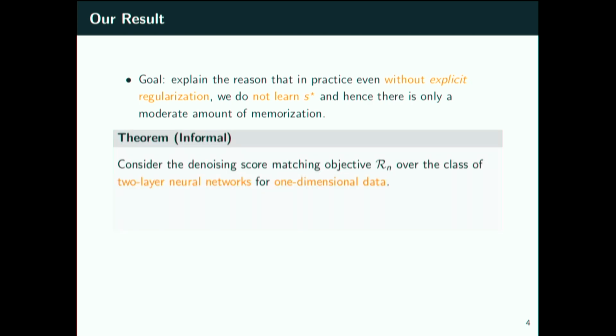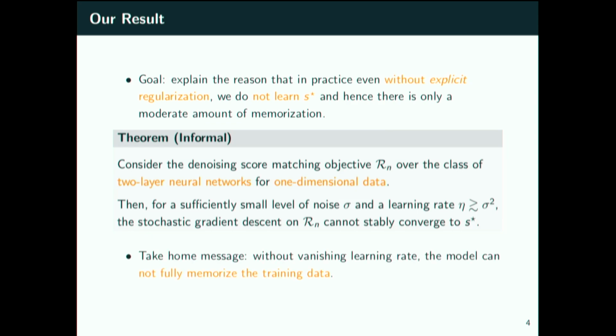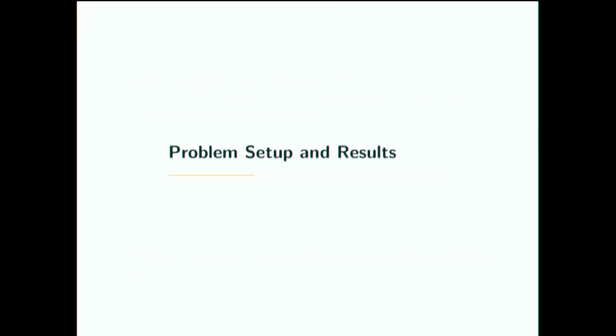To state our theorem informally, we will again be considering the denoising score matching objective Rn over the class of two-layer neural networks for one-dimensional data. Then we prove that for a small level of noise and a large learning rate, SGD on Rn cannot stably converge to s star. In short, without a vanishing learning rate, the model cannot fully memorize the training data.